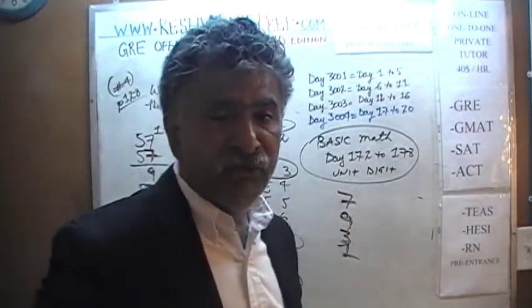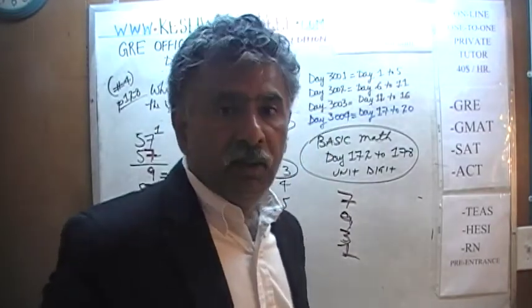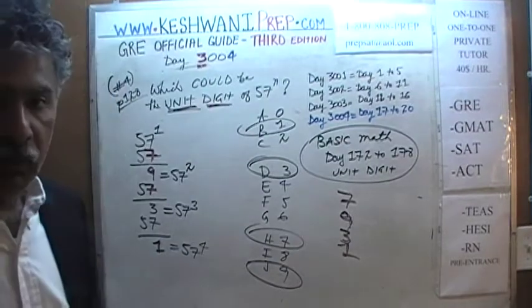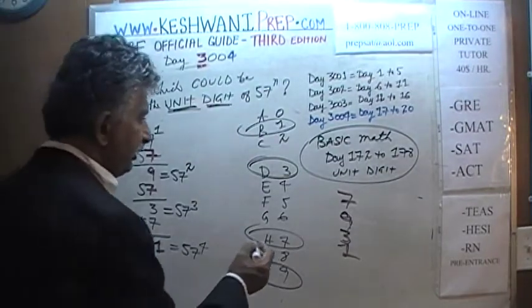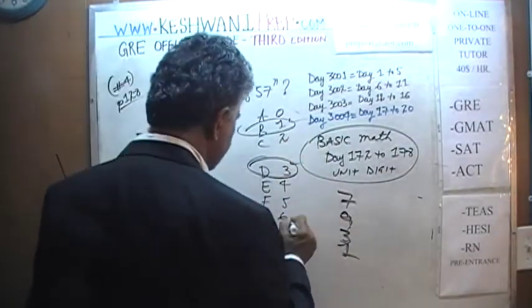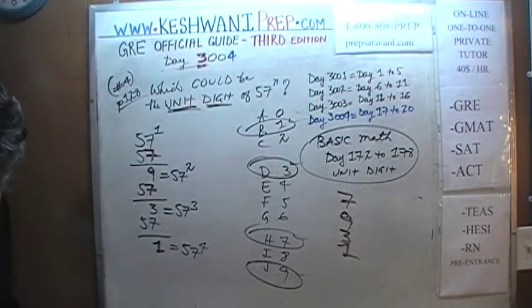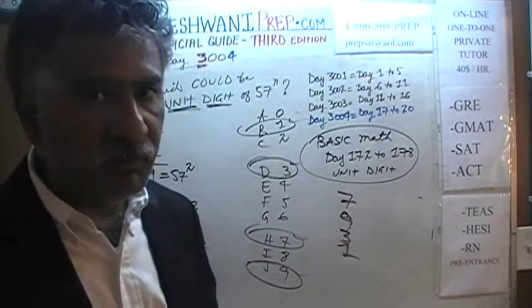The question here is, what could be the unit digit of 57 raised to n? It doesn't matter what n is. There are only four possible answers, which are 1, 3, 7, and 9. That's it. As far as the book is concerned, we are done with the problem.